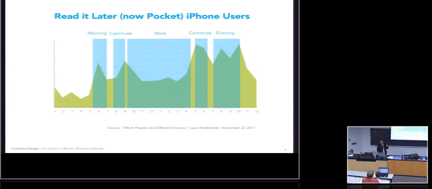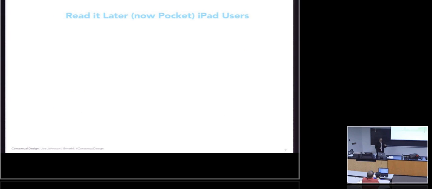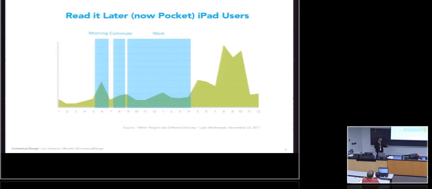So let's now take a look at the exact same app and look at the data usage across the iPad. It's probably pretty well known that the iPad has become more of an entertainment, evening-usage type of device. So they took the same data, rolled it across the same timeline, and laid over the same contextual blockouts. You can see that in the morning, people use their iPad and consume some content. In their commute, not so much.